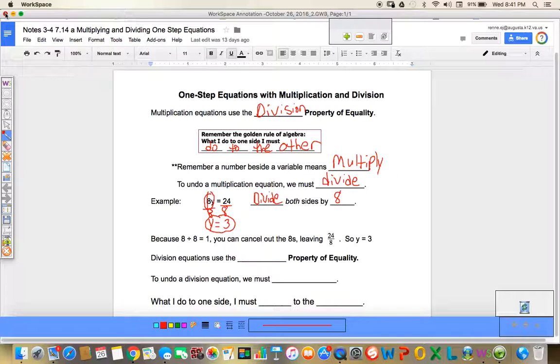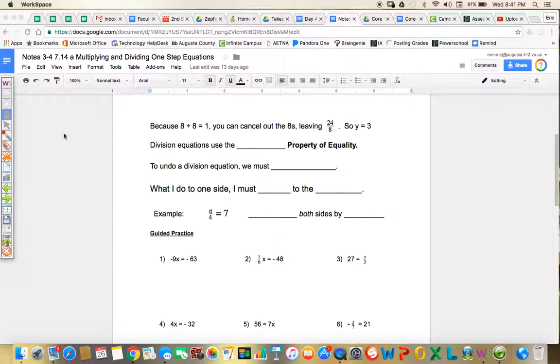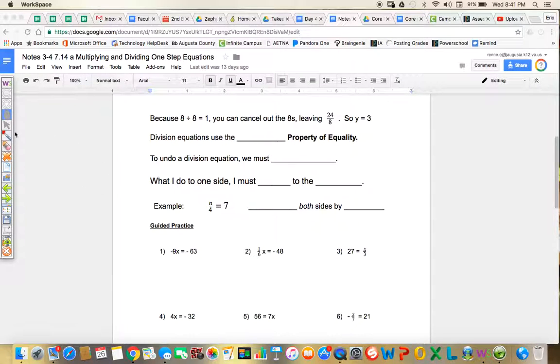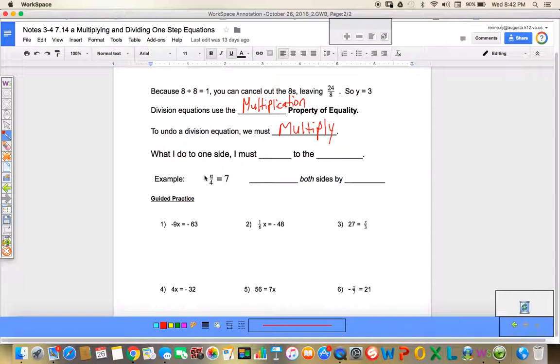Now, let's look at another example here. Now, division equations use the multiplication property of equality, because the opposite of division is multiplication. Okay, to undo a division equation, we must multiply. Again, remember the golden rule of algebra: what I do to one side, I must do to the other.